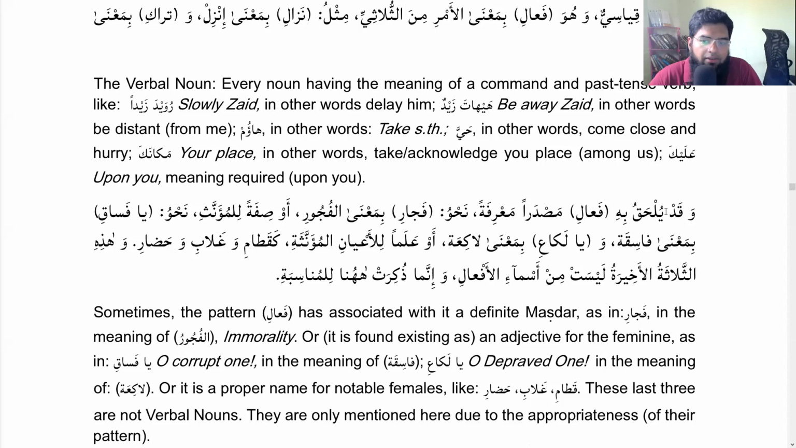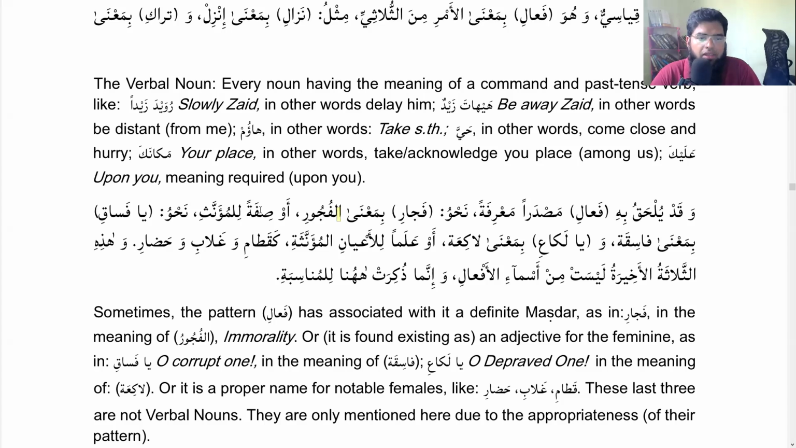وقد يلحق به فعالي مصدرا معرفة. Now another way of doing that is you can bring fa'ali with a masdar which is ma'rifa, as in فجار بمعنى الفجور. So it can be in the meaning of a masdar also. So yulhaqu does mean attached here. It means associated. So fa'ali means fajari, yani fujur.